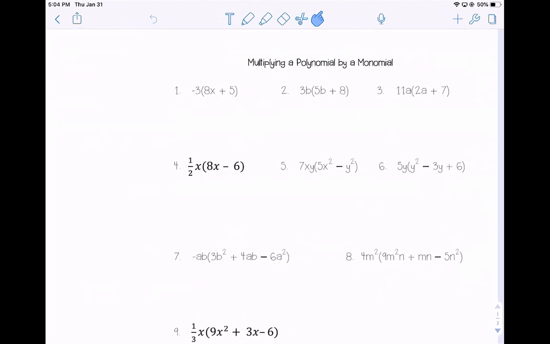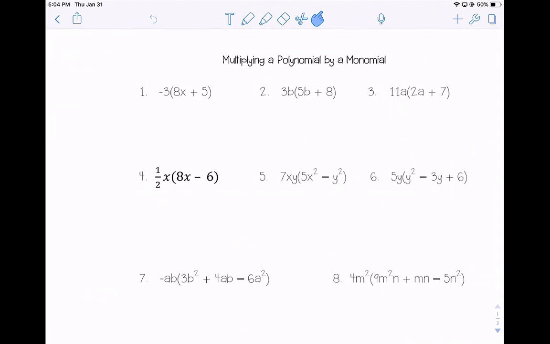Okay, so these notes are going to be a review of multiplying a polynomial by a monomial. We actually did this at the very beginning of the year, and then we did it right after we came back from Christmas as well. So this should be a review.